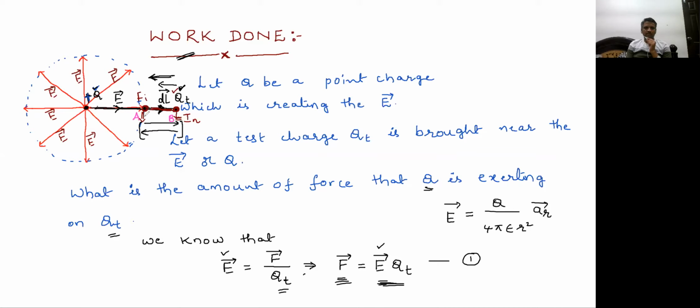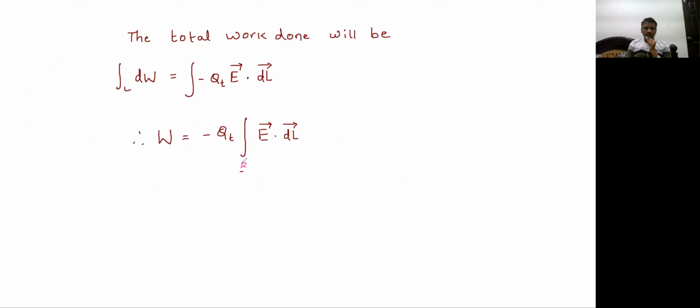Just follow the instruction till the end of the entire derivations, which are based on the work done. So the initial location is B and the final location is A. The units of work done will be joules. And this is the expression for work done.